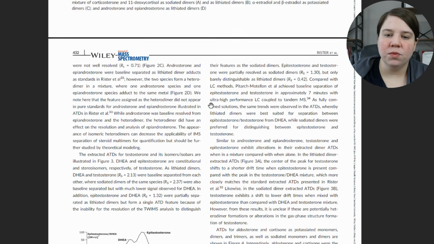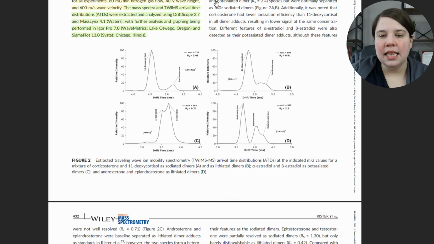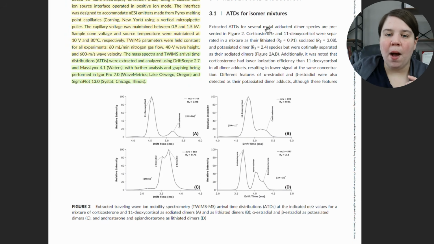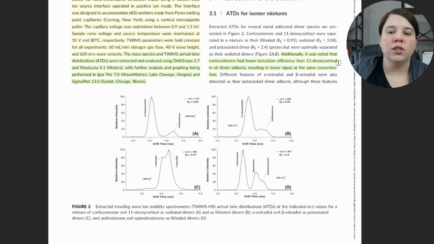I think this section was really long and really lacked direction. You can see that I'm basically just explaining the figures here. So I'm going from one sample to another, like this specifically. In my case, we do results and discussion together. I would have rather seen this as a full paragraph. Additionally, it was noted that corticosterone had a lower ionization efficiency than this one in all dimer adducts, resulting in a lower signal at the same concentration.